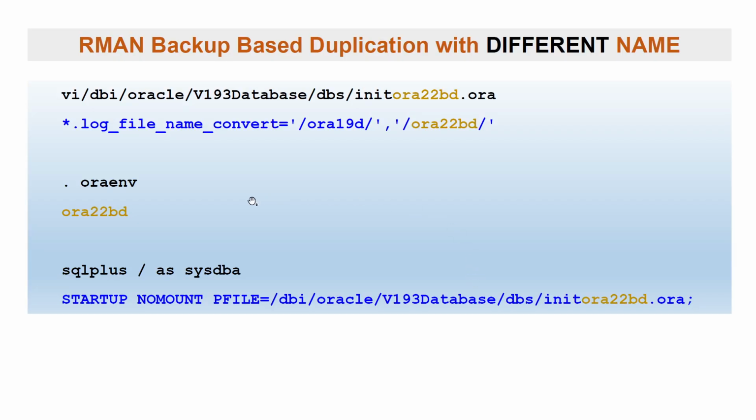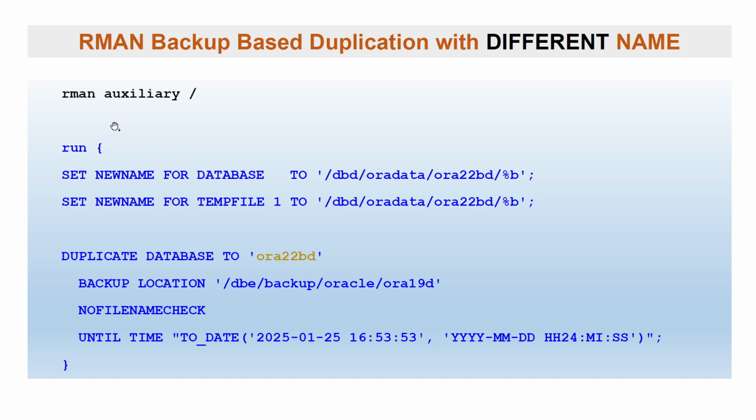So let's see. Here also, we will create an init parameter file, which is a copy of your source init parameter file, and then we will add the parameter log_file_name_convert, which will redirect all the logs from this location to this location. Then we will set the environment variable. We will start the instance in nomount using this init parameter file. Once our instance is started in nomount mode, we will run this duplicate command. Here we will connect to the auxiliary only.